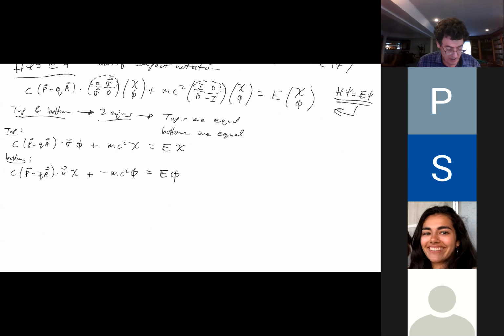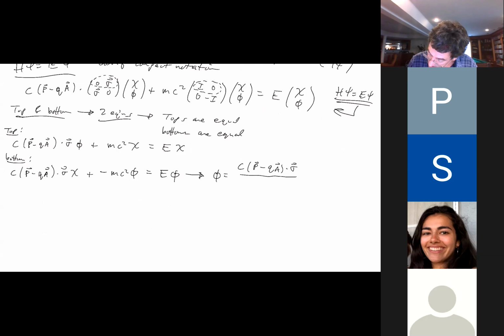So now I'm going to play a little trick. It's not that hard. I'm going to take this equation and solve it for phi. And it's really easy to see that it's just c times (p minus qA) dot sigma divided by E plus mc squared. I just want you to see that there's nothing tricky here. So I just solved for phi from that bottom equation.